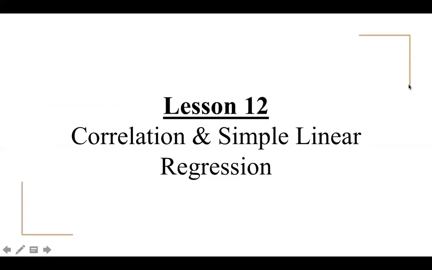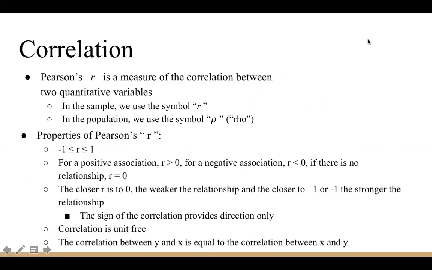All right, so we're in our last lesson here. Correlation and simple linear regression. This is the most recent stuff you guys have been working on. So correlation, remember, Pearson's R is a measure of correlation between 2 quantitative variables. When we're talking about a sample, we use the symbol R. And when we're talking about a population, we use the symbol rho, which kind of looks like a P, but it's not a P. That's called rho.